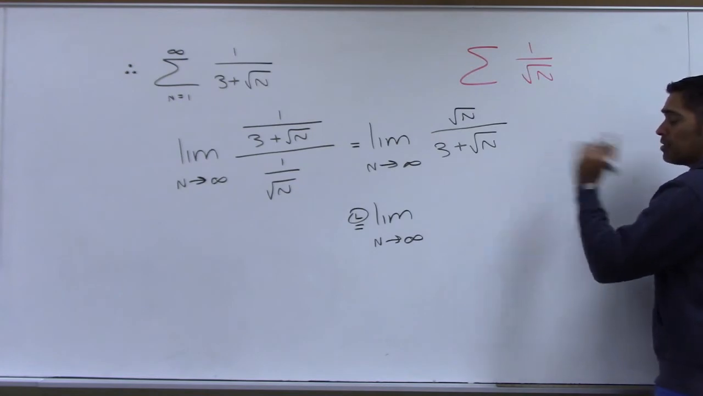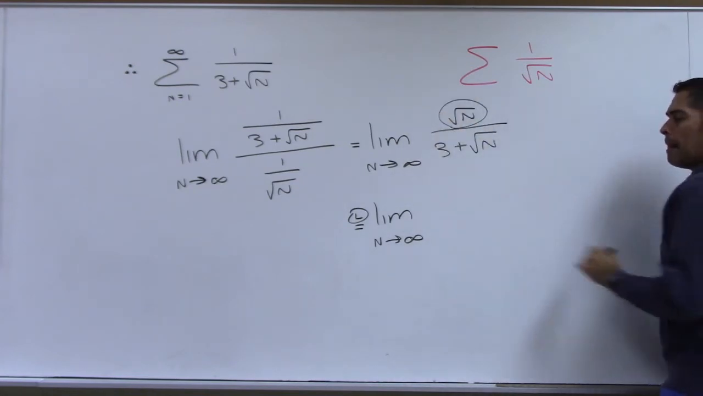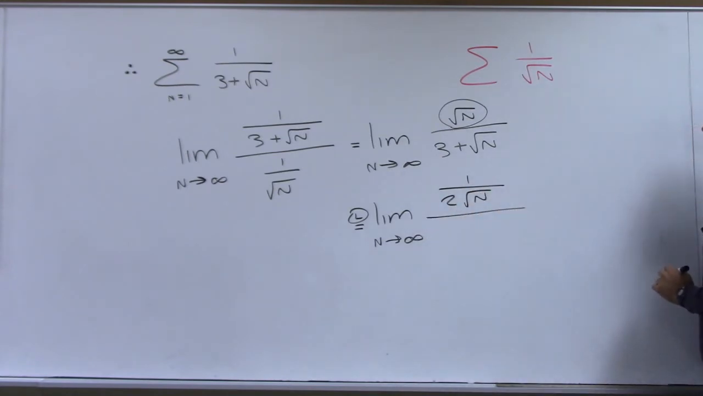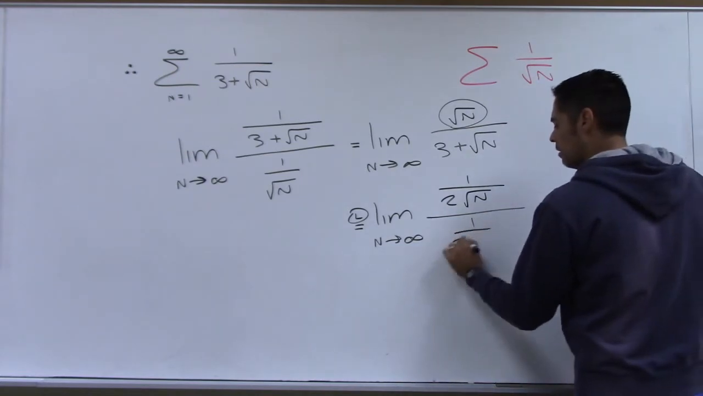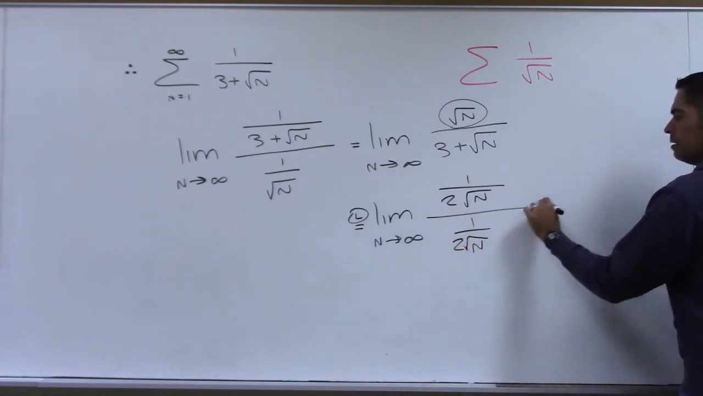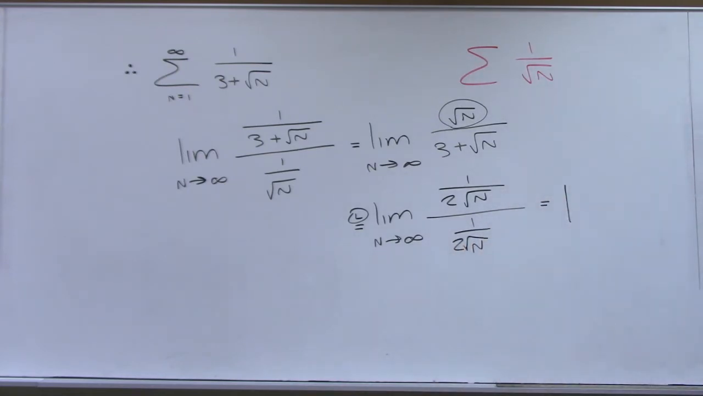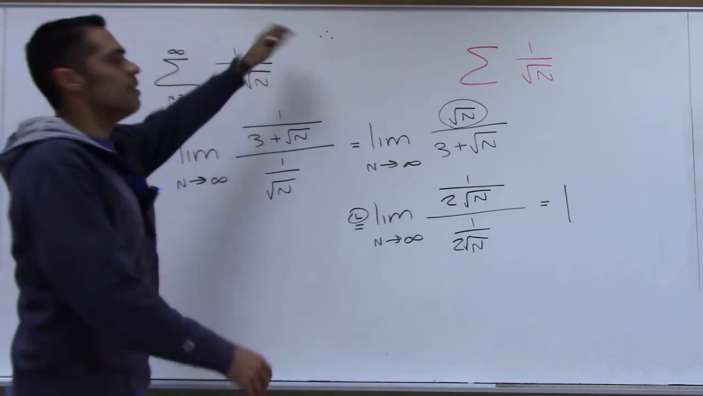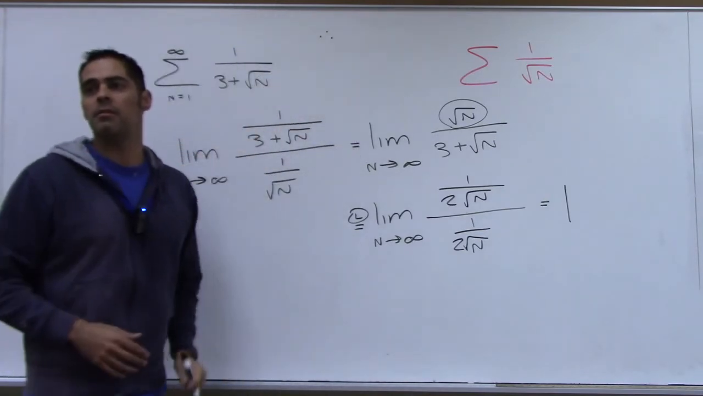All right, so derivative. What's the derivative of root n? 1 over 2 root n? What's the derivative of the bottom? Oh, wow. 1 over 2 root n. Which is just 1, which is a positive constant. Which means what? Whatever the red one did, ours does. Boy, that was much easier, right? So, therefore, that converges by the limit comparison test.